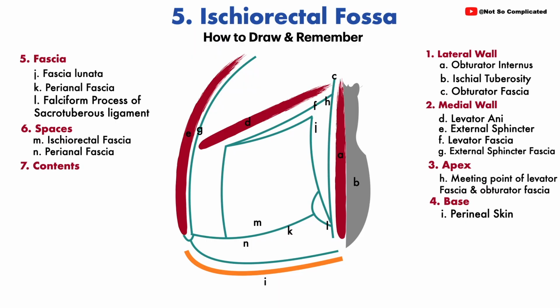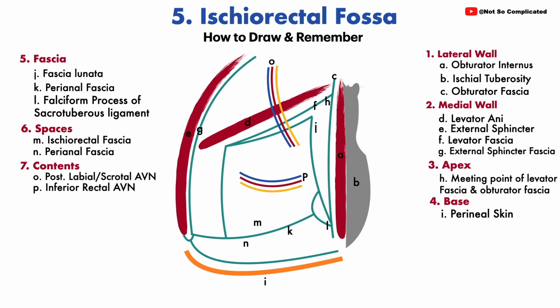All right, so talking about the contents, the most important parts right now. There will be a lot of contents. These three things right here are the posterior labial in female, or scrotal in male, artery, vein, and nerve. These three structures pass through the ischiorectal fossa. All right. So these three structures right here will be labeled P, and those are the inferior rectal artery, vein, and nerve. Everywhere you have to put artery, vein, and nerve. All right. So there will be another nerve here. This nerve is the perineal branch of S4.